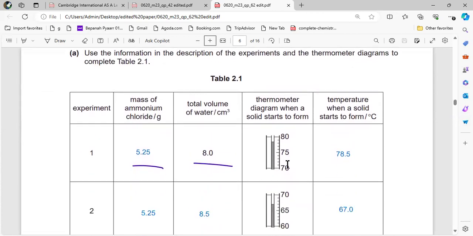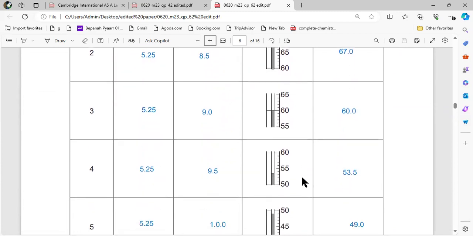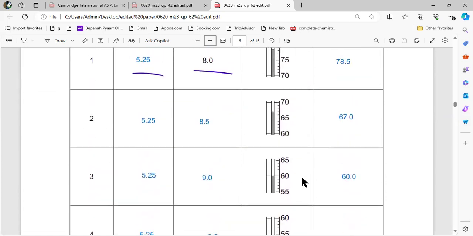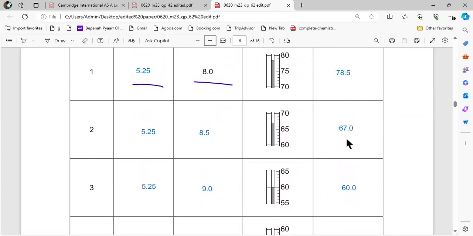Next is the thermometer. The diagram is already shown, and looking at the diagram, we have to write the temperature here. So observe the temperature properly. If it is at 0.5, write it as 0.5. And whenever it is a decimal, we have to always write a 0.0. So if it is a whole number, we should not write only the whole number, we should write 67.0. We should write the decimal place also.